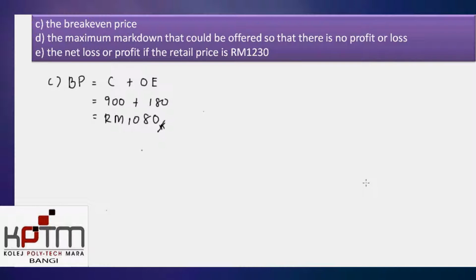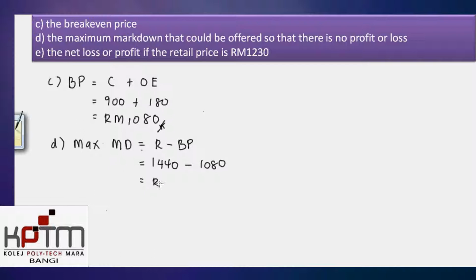Question D, the maximum markdown that could be offered so that there is no profit or loss. To find maximum markdown, the formula is maximum markdown equal to R minus BP, which is retail price minus break-even price. So retail price is 1,440 ringgit minus break-even price 1,080 ringgit. So the maximum markdown is 360 ringgit.